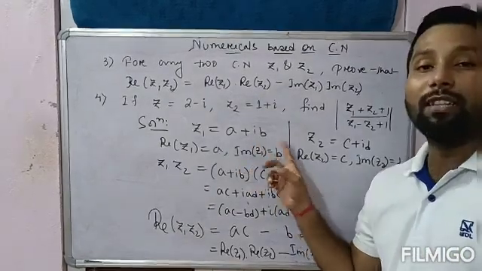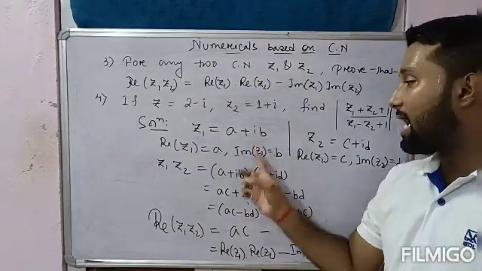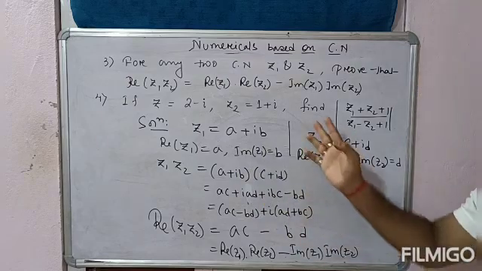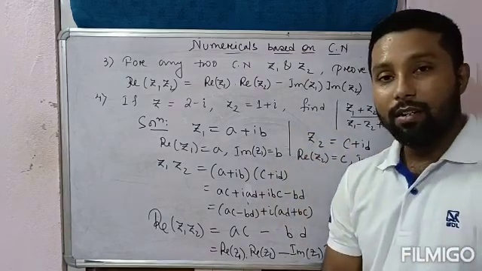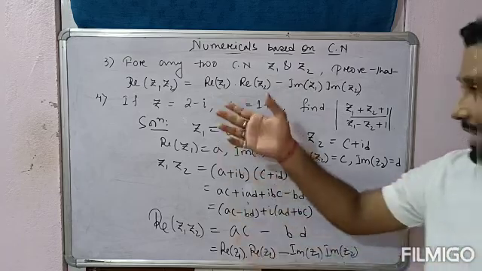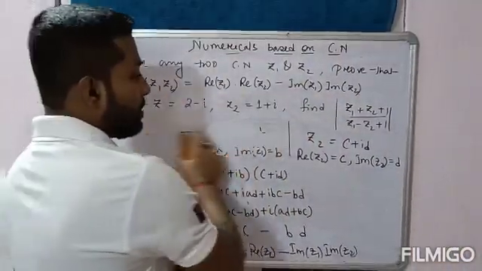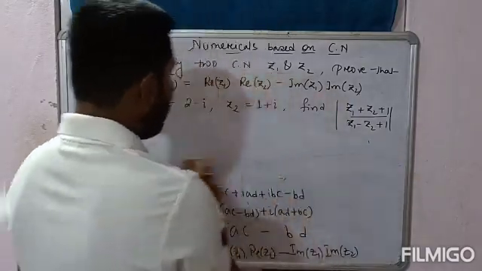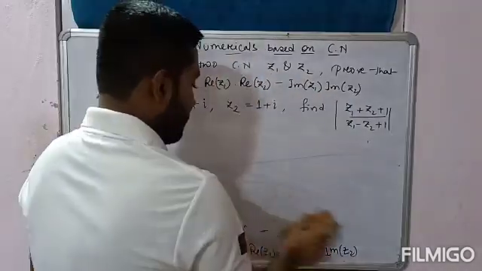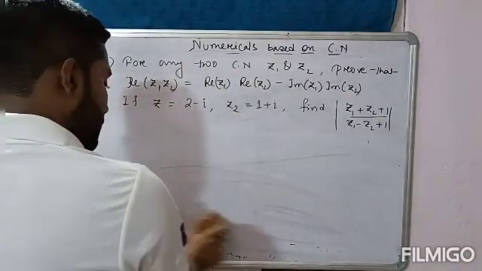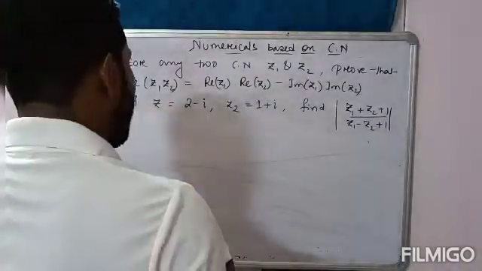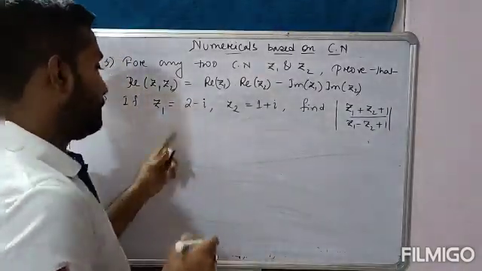So first of all, you have to consider the two complex numbers a plus ib and then c plus id. After that you can proceed like this. All right, so let us take the next question, question number 4. So here question number 4 is, here also two complex numbers are given.